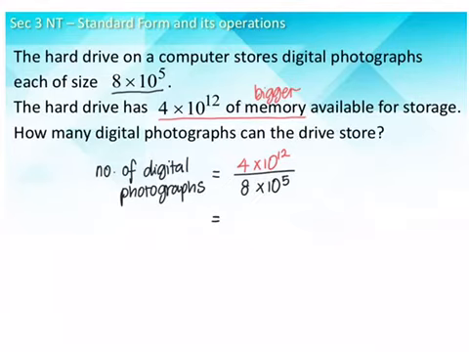Key this into your calculator, and we get 5,000,000,000. But then they only asked us for the number of photographs. They did not ask us to put this in standard form, so this shall be the answer.